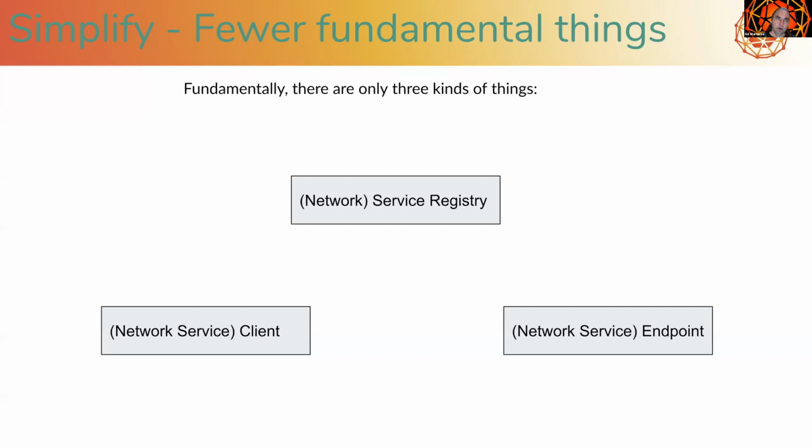And so looking around, we realized that fundamentally there are only really three kinds of things in the network service mesh world. No matter how many different kinds of components we had, everything was either a network service registry, someplace where you scribe down the network services and their endpoints, or it was a network service client, something which wanted a virtual wire to a network service, or it was a network service endpoint, something which was involved in providing a network service to a client.